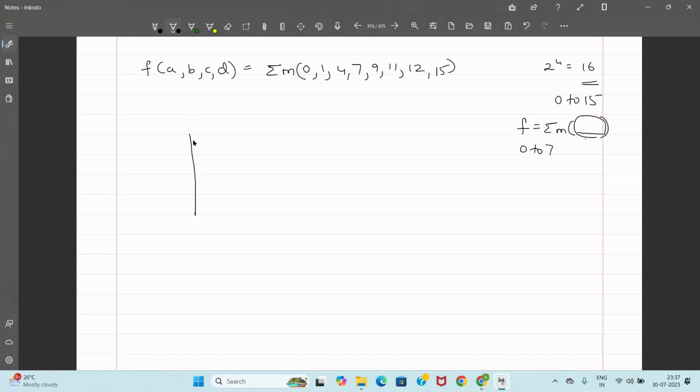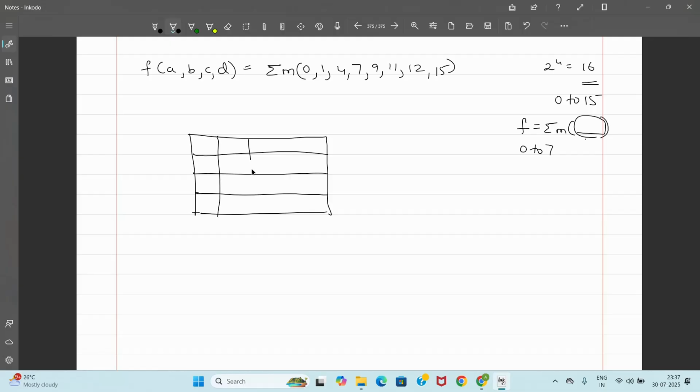So you have to remember, in the previous class I told you how to draw the four variable K-map. 16 possible combinations, so you'll have 4 rows and 4 columns. Two variables for rows and columns, and this combination is going to be the same as your three variable column values. Gray code should be followed here. This will be C bar D bar, C bar D, C D, C D bar. And it's A bar B bar, A bar B, A B, A B bar.